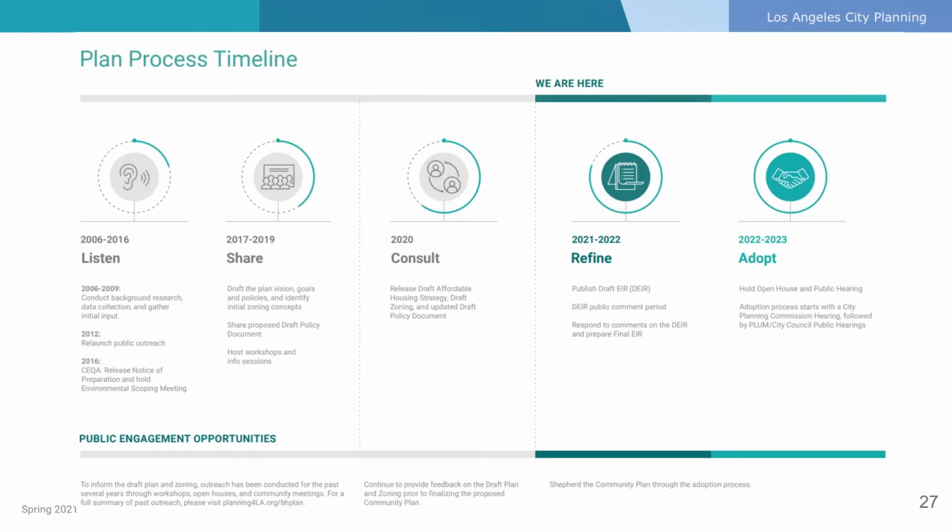The timeline here shows our current phase and what our next steps are. This fall, we will hold a public hearing on the community plan and draft zoning recommendations. After the public hearing, a recommended plan will be brought to the City Planning Commission and finally adopted by City Council. Leading up to and during the entire adoption process, there are many opportunities for continued public input, feedback, and comments.